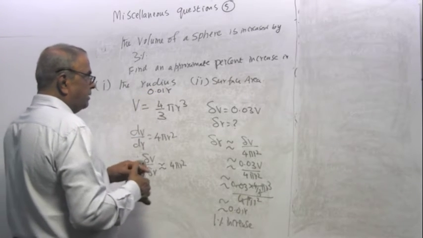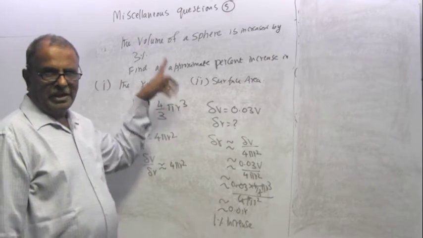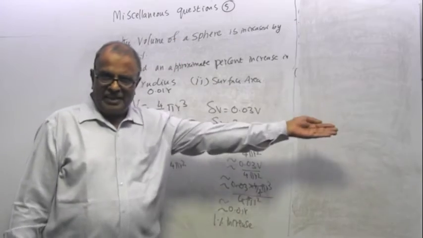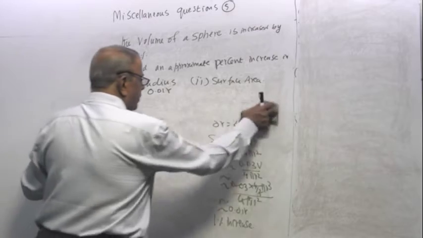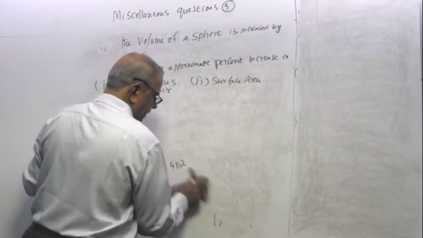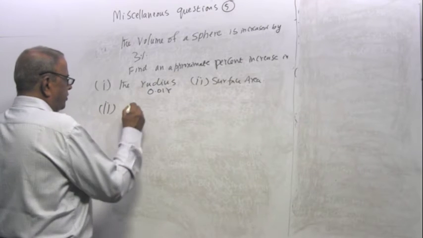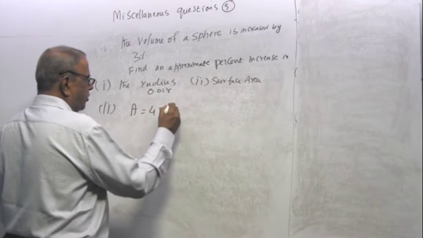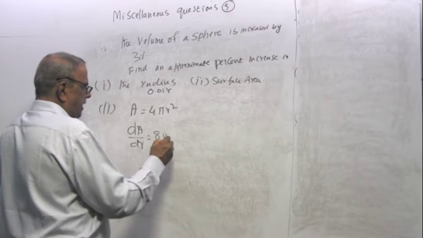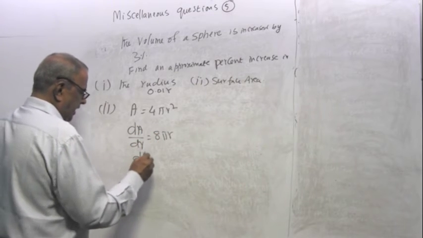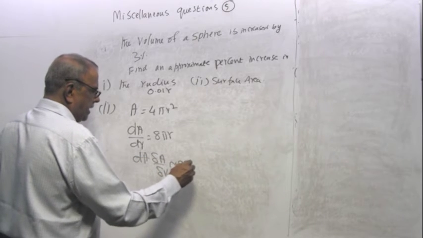See, that's the reason there's a hint. They didn't ask for surface area first. They asked for radius first because you need the percentage increase in radius to find the percentage increase in surface area. So what is the surface area of a sphere? Surface area is 4 pi r squared. So dA by dr is 8 pi r. So delta A by delta r is approximately 8 pi r.